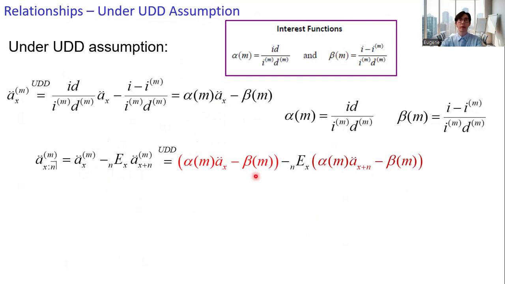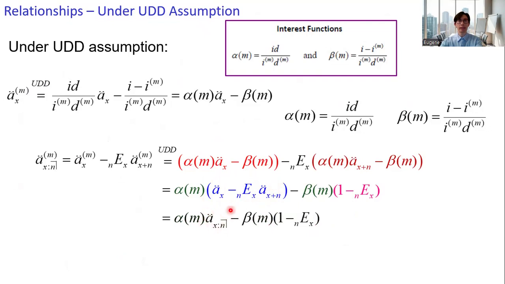Isolate the terms with alpha(m), we get the first term. And then the remaining terms correspond to beta(m). And this expression here corresponds to ä_{x:n} for the annual payment. And we get the result.